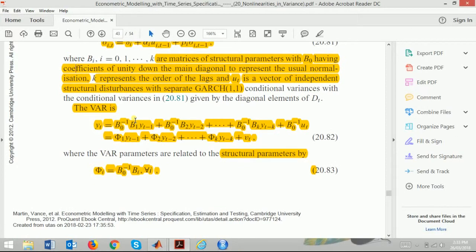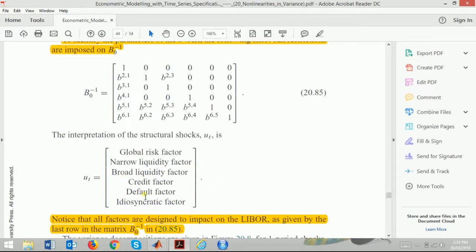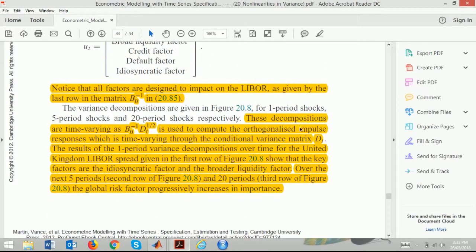Interesting problem. Exchange rate, then comes repo, default risk, and LIBOR rate. So US liquidity factor, swap, broad liquidity factor is the transfer. This is VIX index. The variance decompositions are given for 1 period, 5 period, and 20 period shocks. These decompositions are time varying. S, which is root over D by beta naught, is used to compute the orthogonalized impulse responses, which is time varying through the conditional variance matrix D.